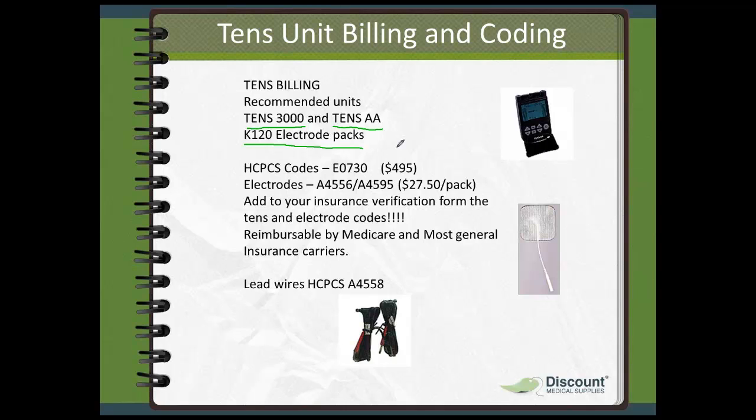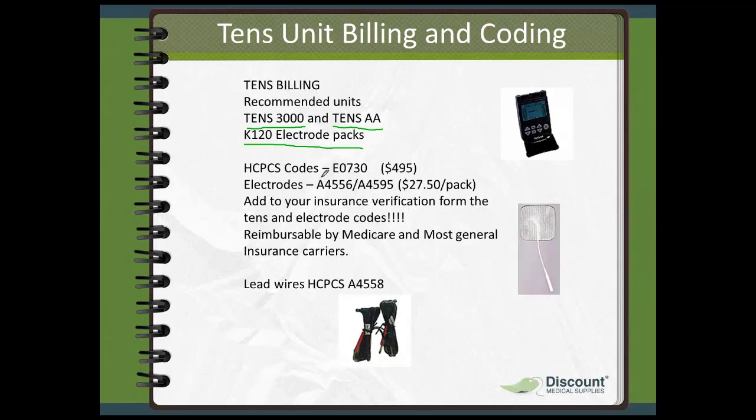Typically, the 2x2 electrode is the most popular, or the 1.5 by 1.5 for a lot of our podiatrists that work on a smaller area. So the code that we're going to be using is the HCPCS code E0730 for TENS. And a lot of people say, well, how much should I bill? I would say the national average is about $495 for that TENS unit.